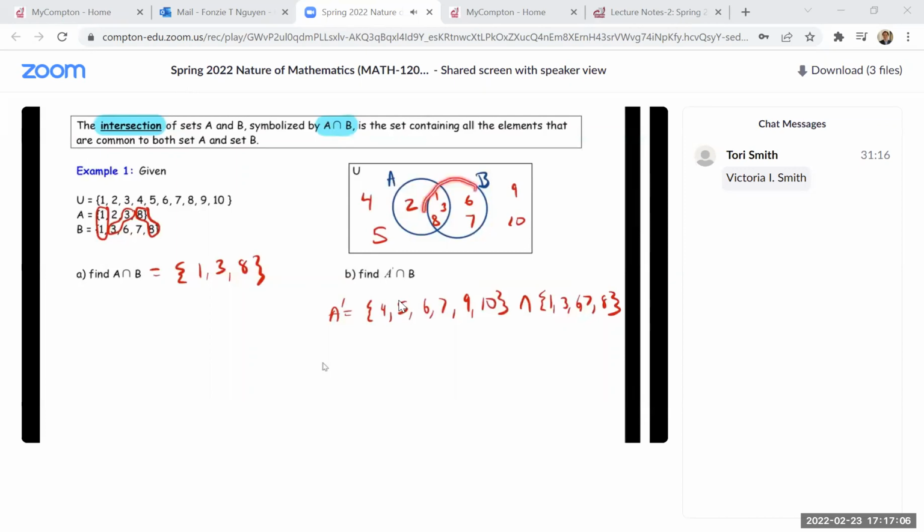All right, so here's B, 1, 3, 6, 7, 8. So what's the intersection between these two sets? In other words, what do they have in common? 6 and 7. I think that's it, right? Yeah, that's it. So the answer would be the set containing 6 and 7.